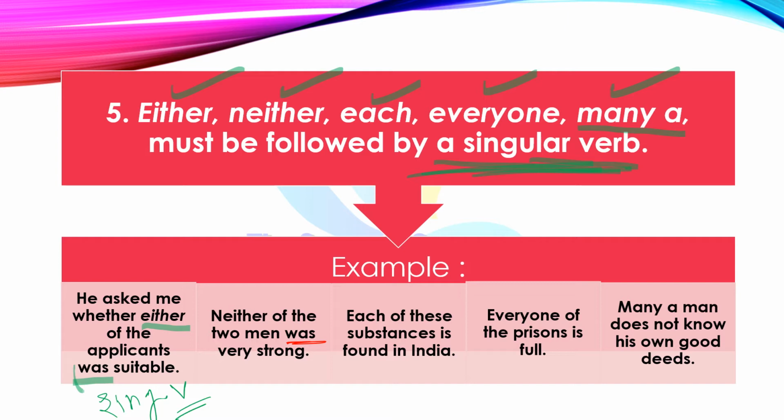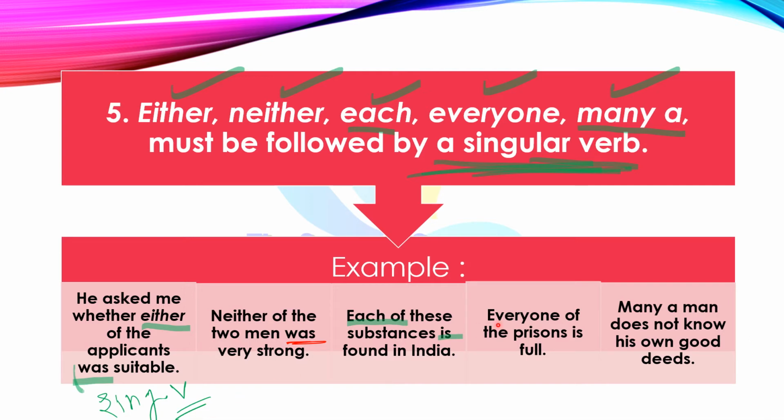Then we have, each of these substances is found in India. Now as you can see, we used each of. As we used each here, we will follow the singular verb form. That's why, in each of these substances is, we used is, not are. Of course substances is plural, but as per this rule we used the singular verb form. So each of these substances is found in India.